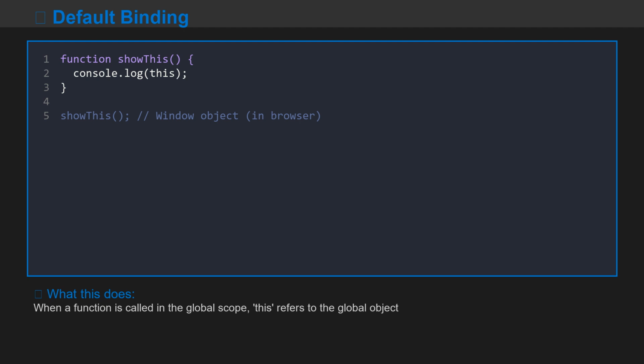Here we have a simple function called showThis. When we call this function in the global scope, this refers to the global object. In a browser, that's the window object. Notice how we're not calling this function as a method of any object.